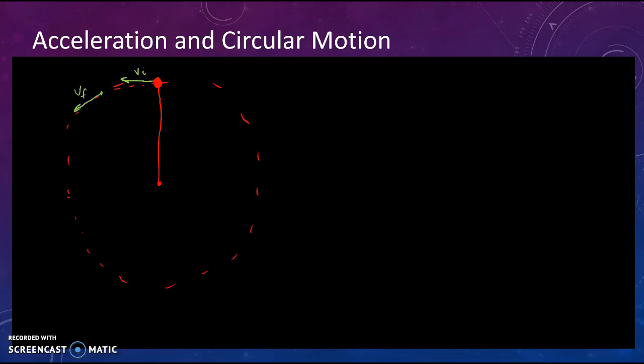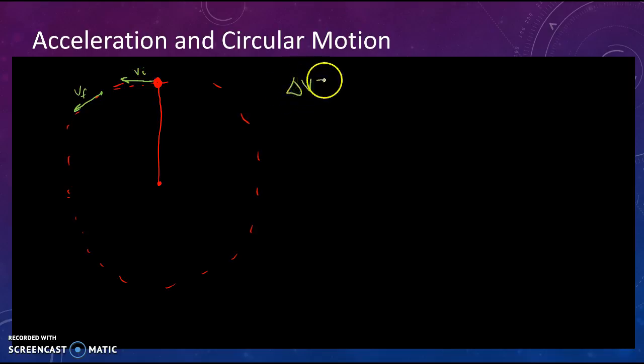Now, a few things about this. The velocity is always tangent to the circular path. So if this string were just to break, a lot of students think the ball will curve up this way or keep on curving this way. It would go off in a straight line. Okay. But let's look at this change in velocity.